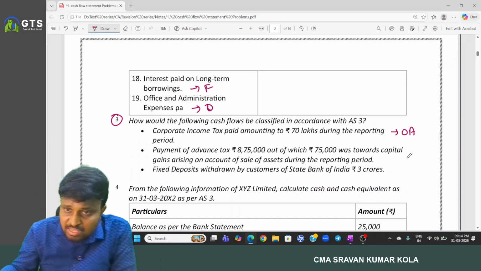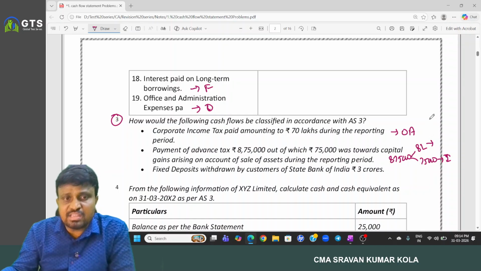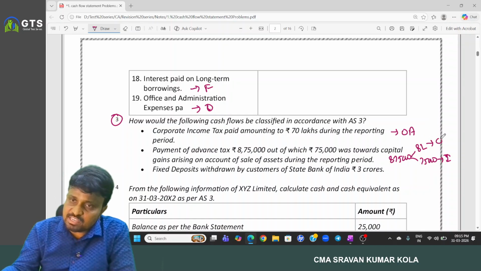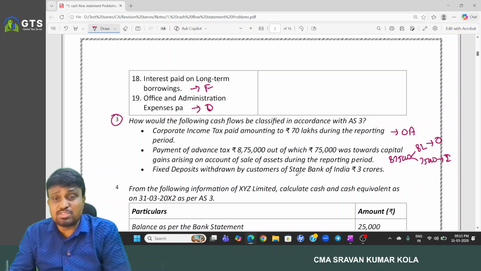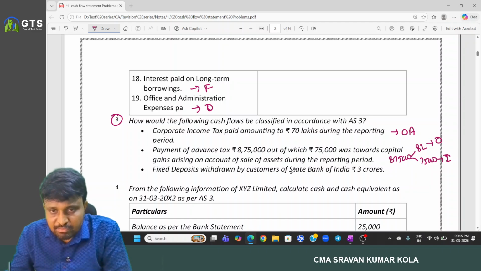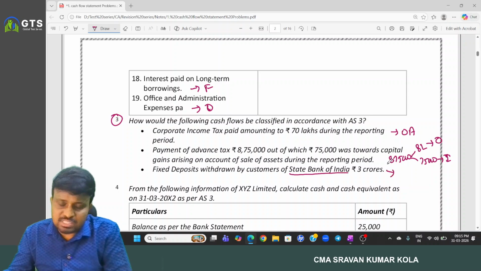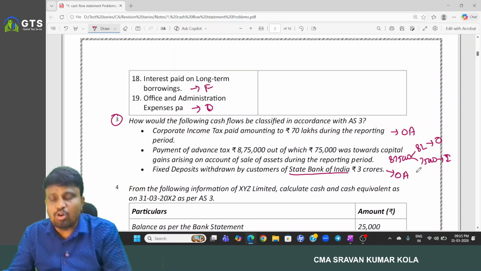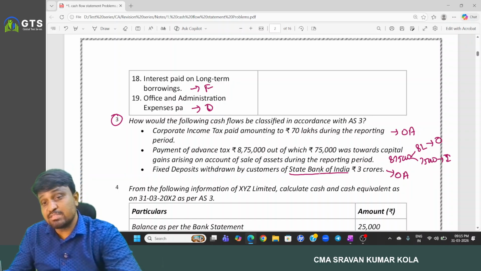So in the 8,75,000, that is 8 lakh and 75,000, the 75,000 is covered under investing, and for the remaining 8 lakh nothing was stated, so we consider it an operating activity only. Fixed deposits withdrawn by customers of the State Bank of India: here we have to think from the point of view of SBI. In case of SBI, fixed deposits and all these things are covered under operating activity.